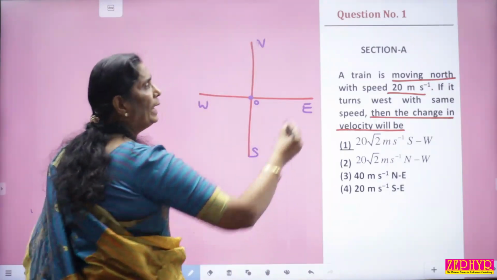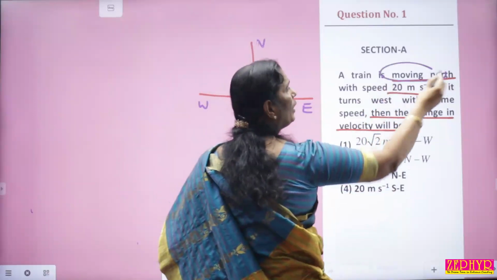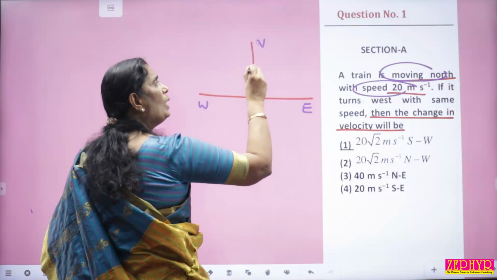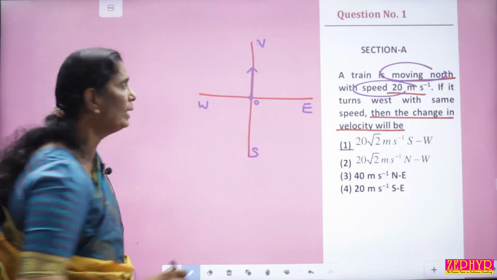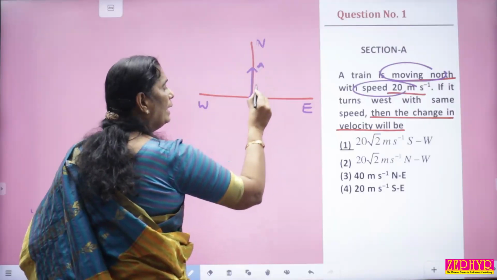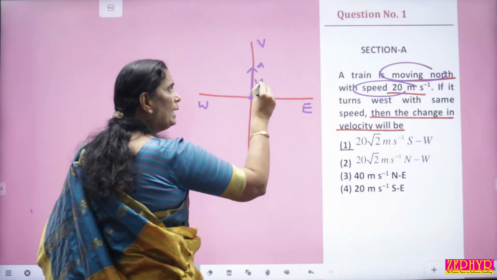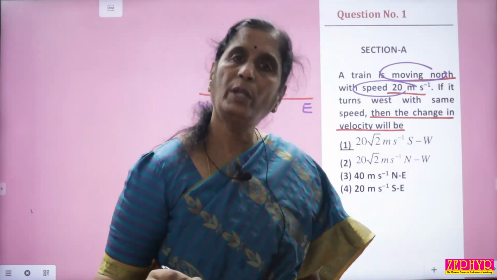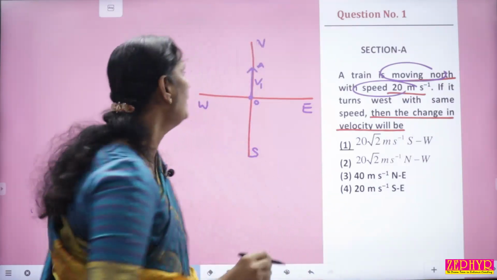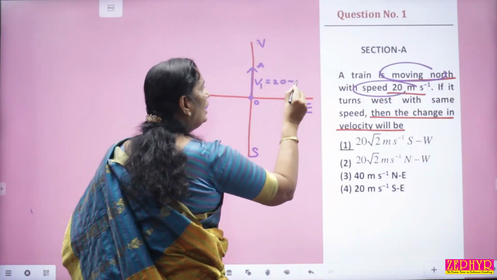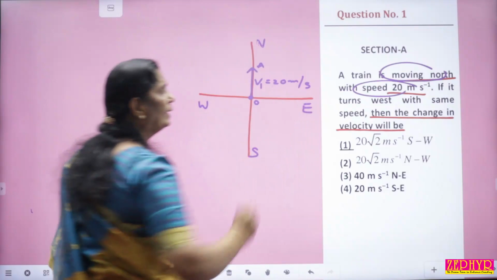Okay, so again, the train is moving north with the speed. So just draw an arrow in the north direction. If you want you can call it OA, and the magnitude is 20 and the direction is towards north. So let me represent it with V1. So that V1 will be 20 meters per second.